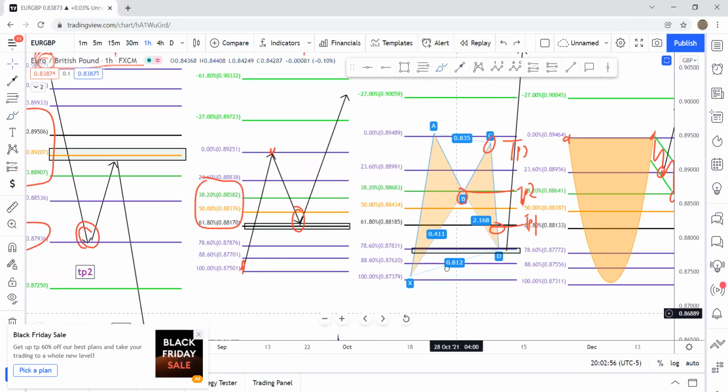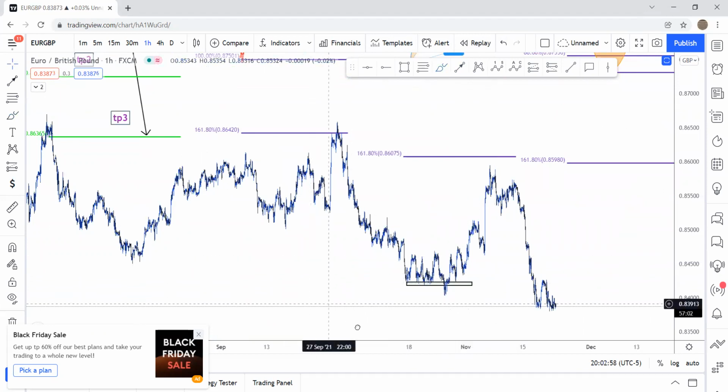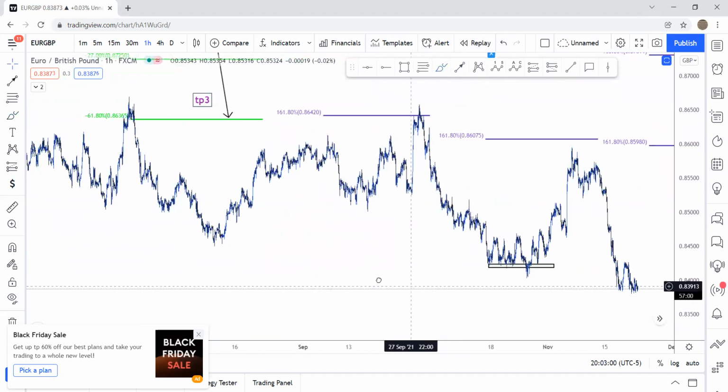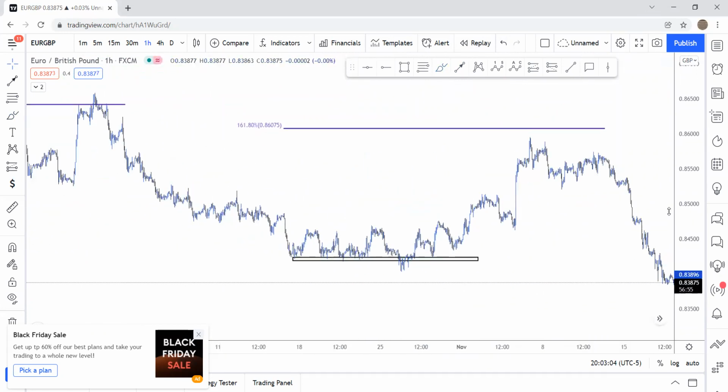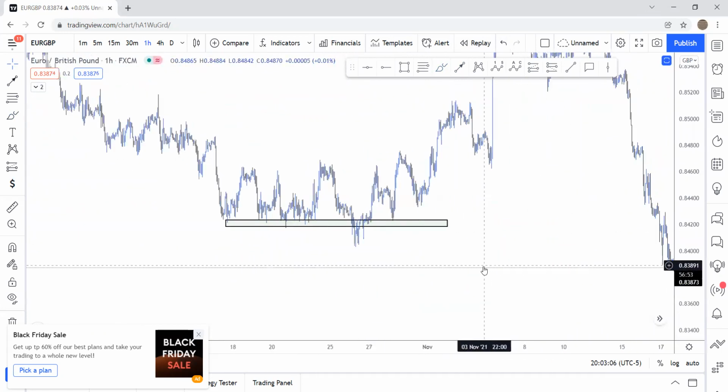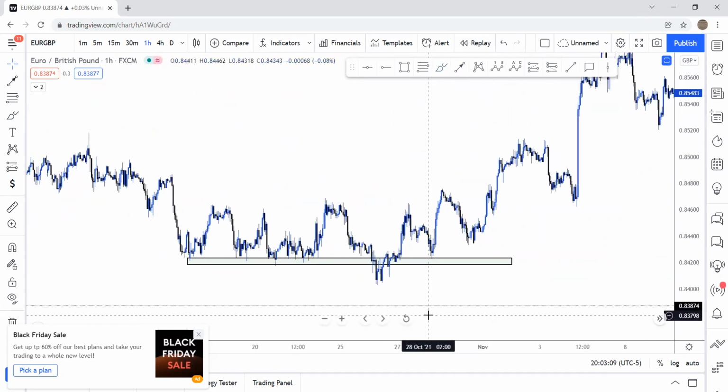So let's look at the charts. Let's see if we could find anything. Right, we have structure here. I know I talked about this already because this is your GBP pair. I tend to do training videos on this pair.